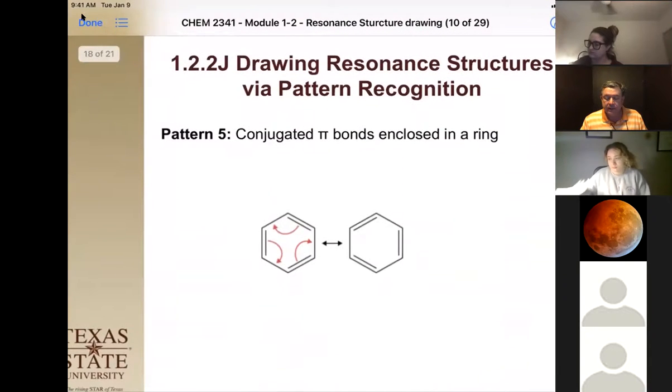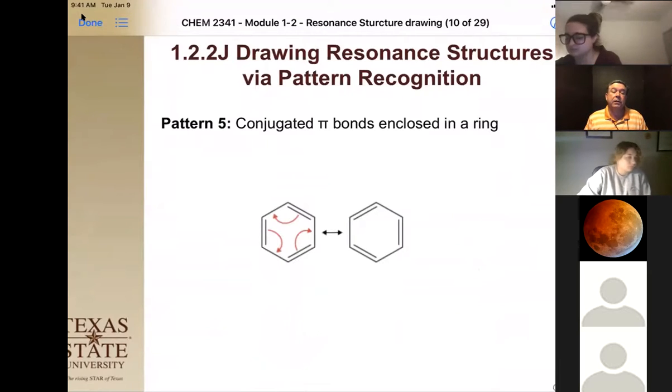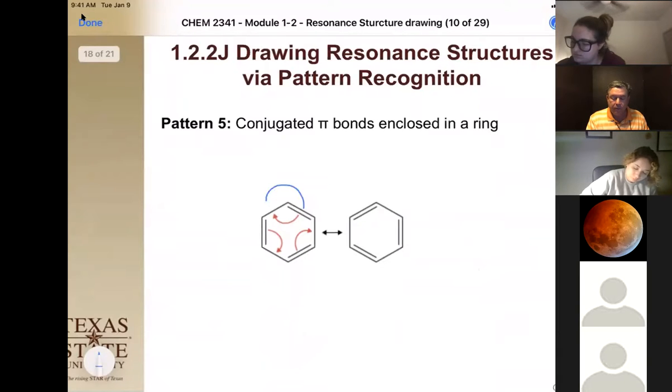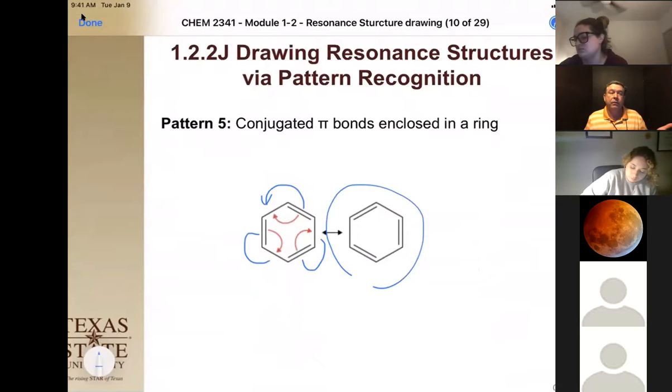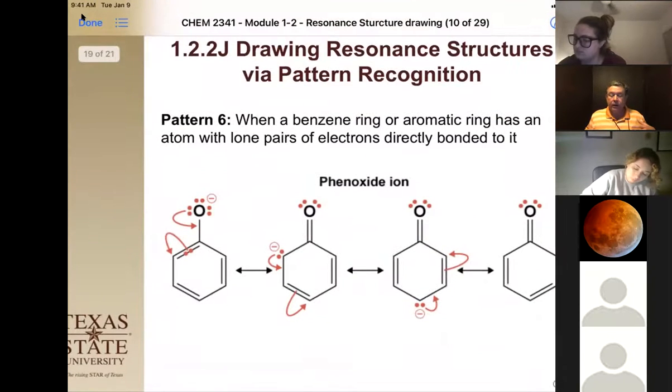Okay, the next thing we have is rings. If you have alternating single and double bonds in a ring, there's nothing that's going to keep them from moving around. So all we have to do is flip. If you flip one pair of electrons, you have to flip the next and the next, and you end up with equivalent structures. Okay. The sixth pattern is where you can move that charge around the ring.